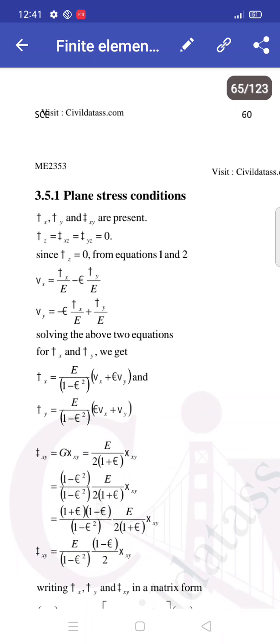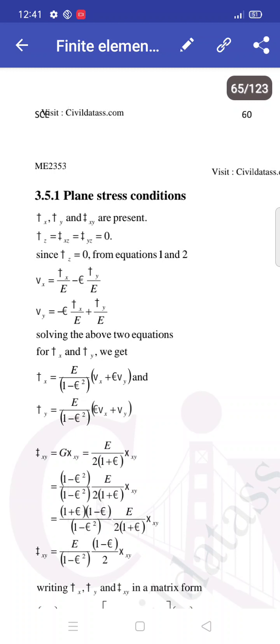So next one is the plane stress condition. Sigma x, sigma y and tau xy are present. Sigma z is equal to tau xz is equal to tau yz is equal to 0. So sigma z is equal to 0 from the equations. So epsilon x equals sigma x by E minus nu sigma y by E. So epsilon y is equal to minus nu sigma x by E plus sigma y by E.